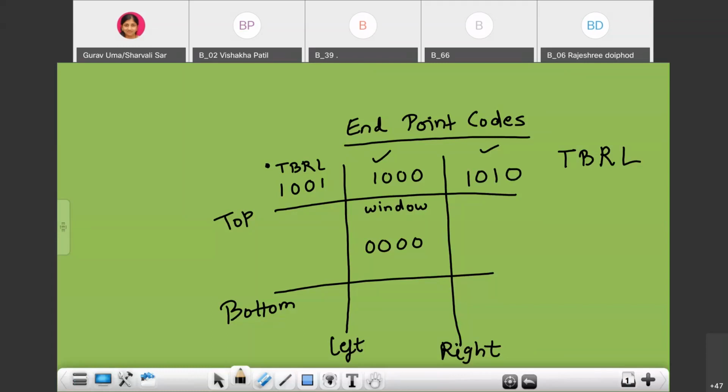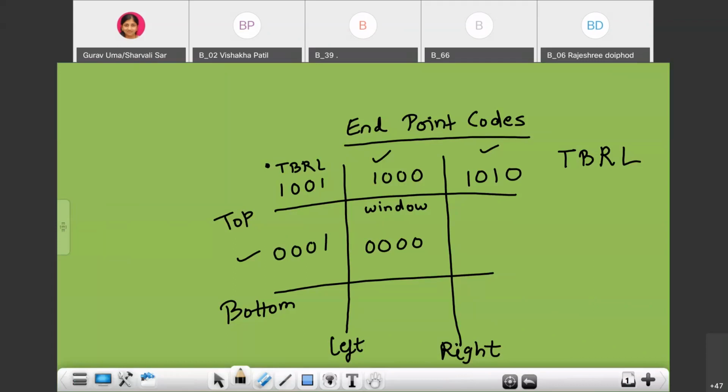Again go for the next block. Is this block at top? No, it is in the middle, so my top value will be 0. Then is it at the bottom? No, it is not at the bottom because it is in the middle, so my value will be 0. Is it on the right side? No, it is on the left side, so my right value will be 0. And as it is on the left side, my value will be 1. So this is the code for my next block.